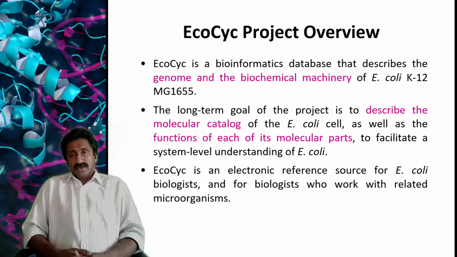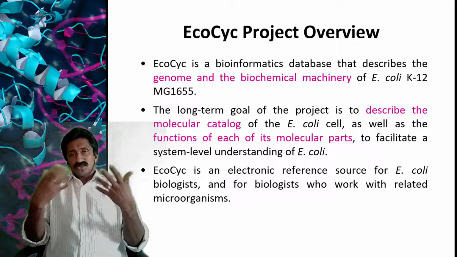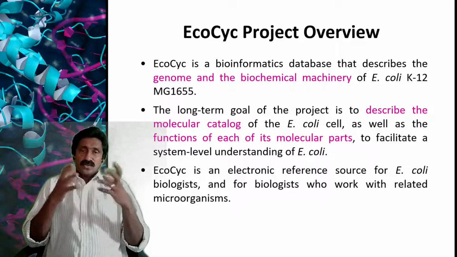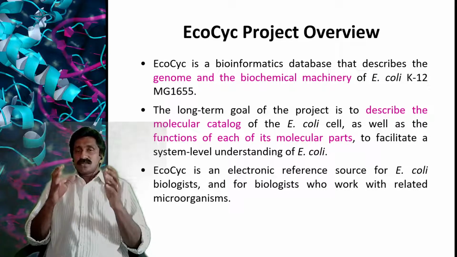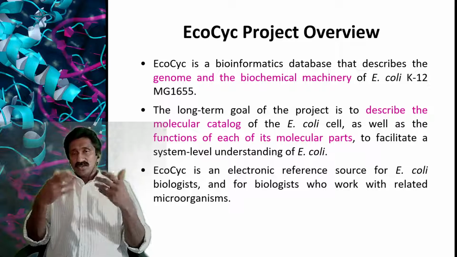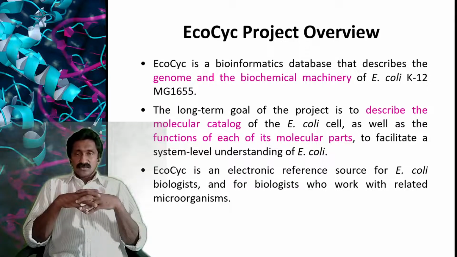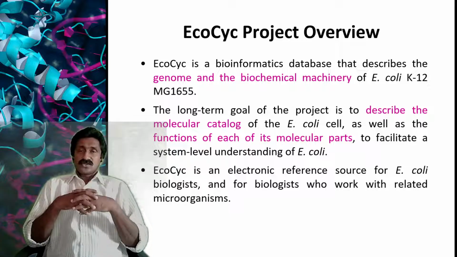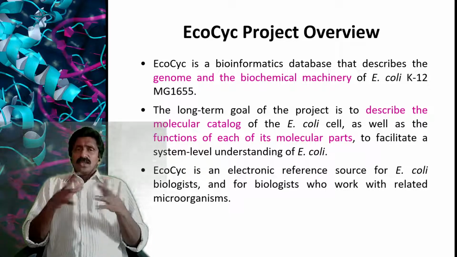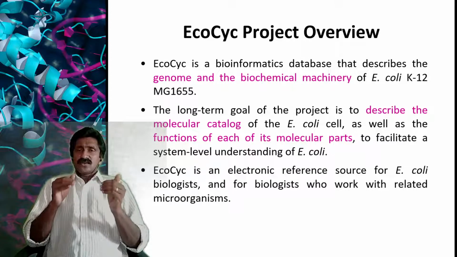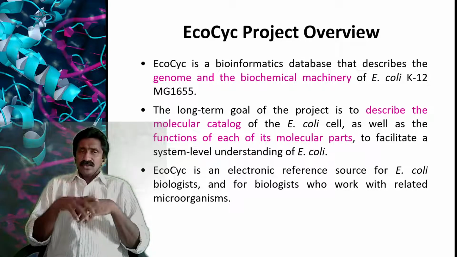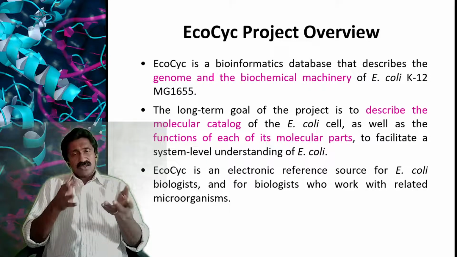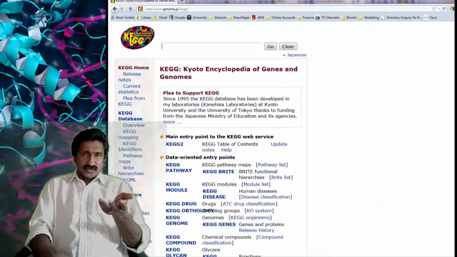That type of system modeling is possible if you develop such a database or such tools. So the long-term goal of this project is to develop such a system-level understanding of E. coli, which may facilitate further development in systems biology, or a computational model generation of E. coli. ECOSIC is an electronic reference source for E. coli biologists and for biologists who work on related microorganisms. So this can be considered as a model for other organisms also.